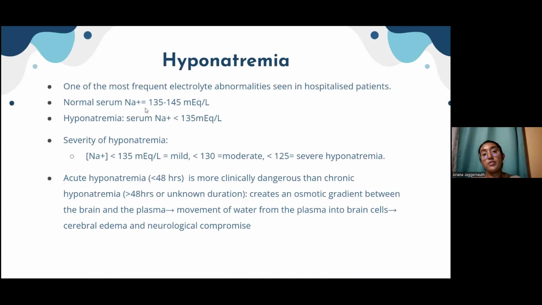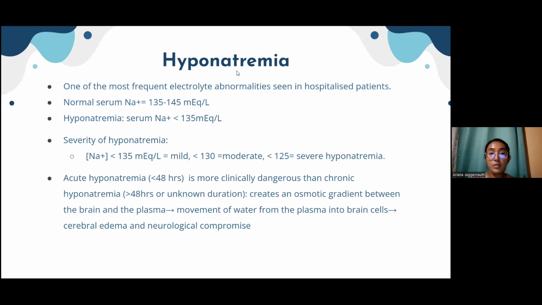Okay, so with respect to electrolyte abnormalities, that covers a very wide scope. So I will be mainly focusing on sodium and water. Sodium can be normal, it can be low, and it can be elevated. So tonight I'll be discussing both hyponatremia and hypernatremia.